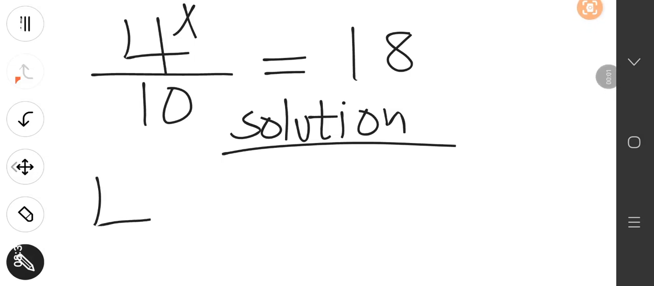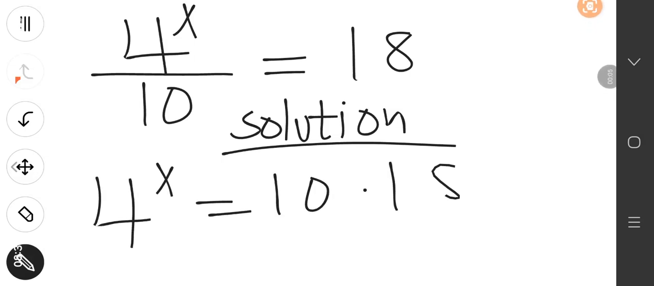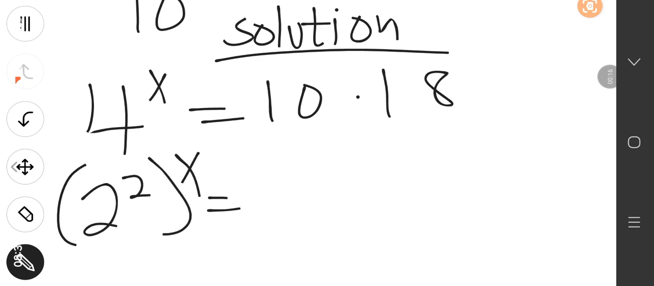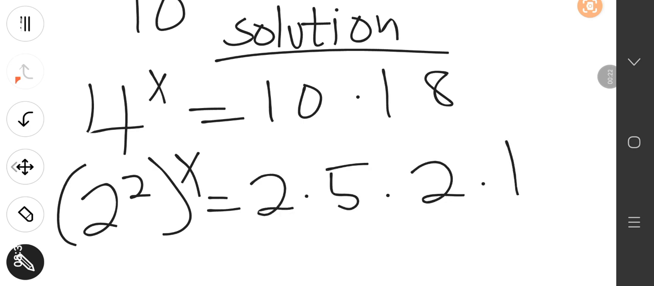Class. So we have 4 exponent x equals 10 times 18. Okay, so we can convert our equation to this form. So our equation becomes, okay, now we can write 4 as 2 exponent 2, and then 10 as 2 times 5, and then 18 as 2 times 9.